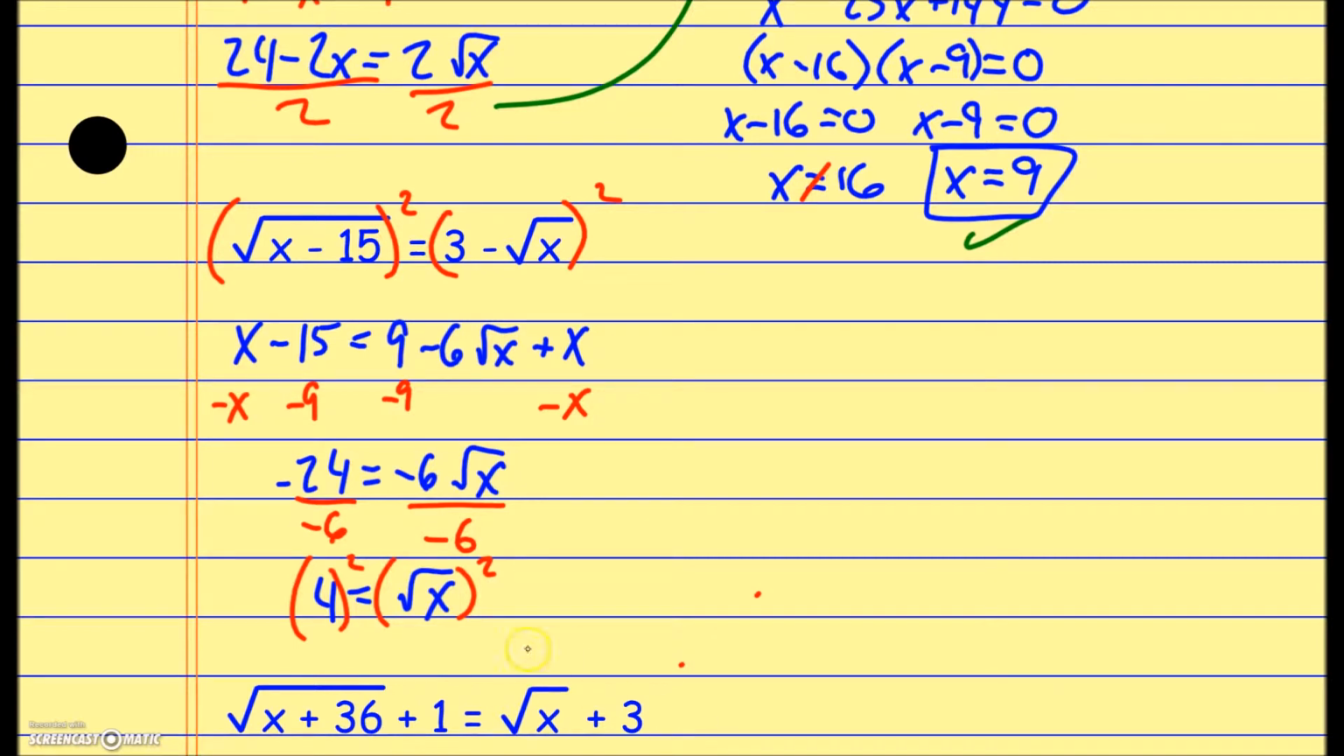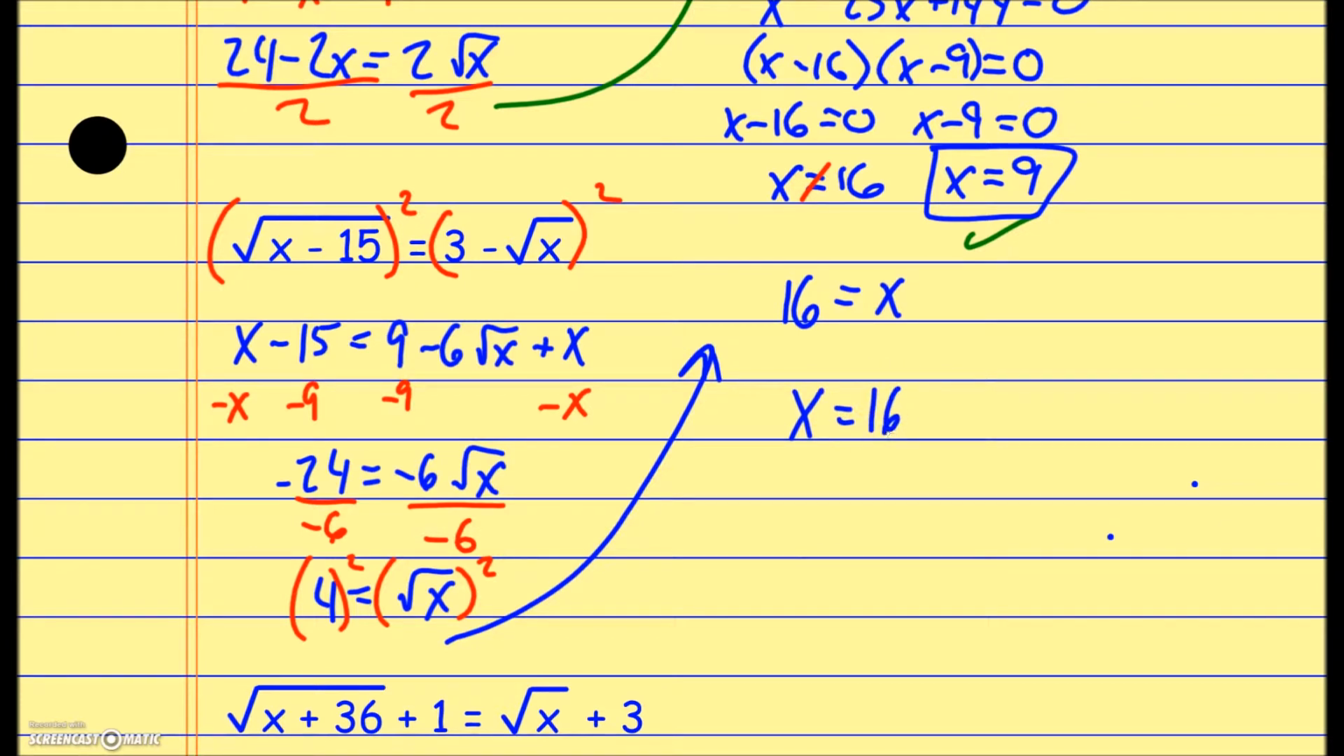And when I do that, let me bring it up here. That's going to leave me with 16 equals x. And that's it. There's nothing else really to solve here. So this one worked out really well. But now the last thing I have to do is plug this back in and check it. I have to make sure that x equals 16 actually works.